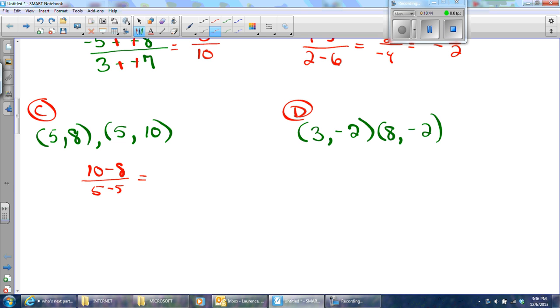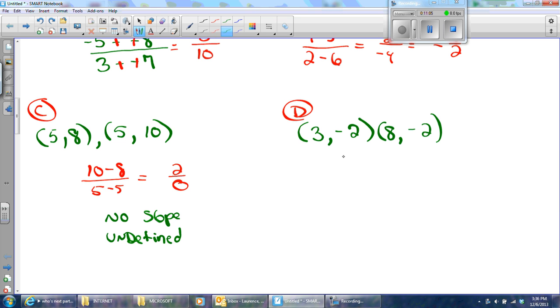Now you are in algebra. You need to know what 2 divided by 0 is. You need to know that you can't divide by 0. This, you could tell me two things. You could say it has no slope, or you could tell me that it is undefined, because you are never allowed to divide by 0.